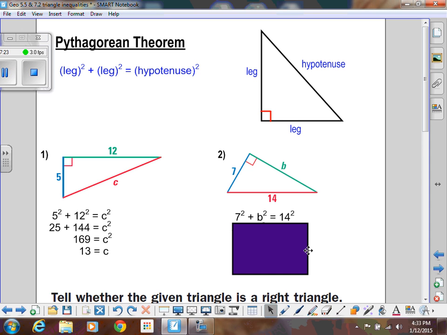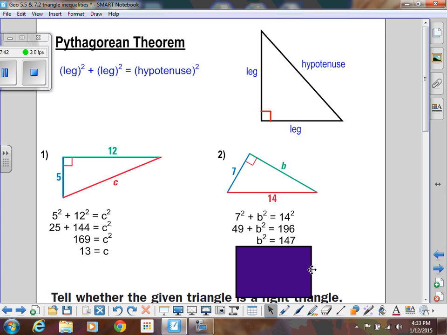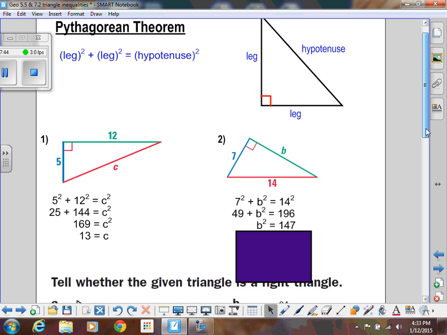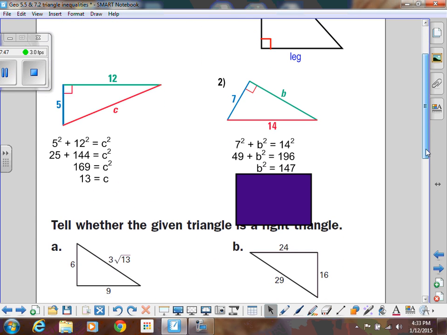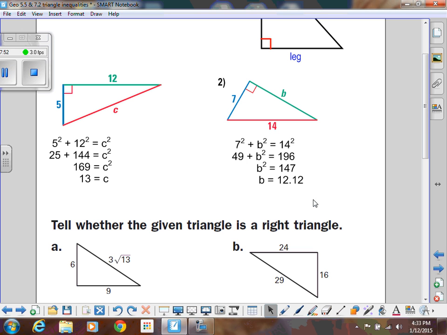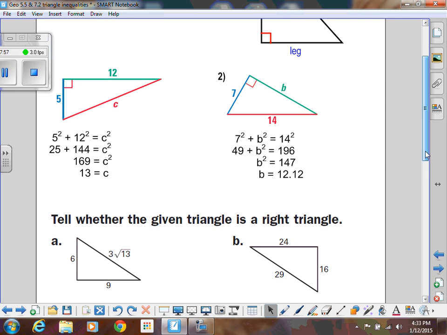Now over here, the missing side is a leg. So I need to do 7 squared plus b squared equals 14 squared. I'm going to square those values, so I'm going to get 49 plus b squared is equal to 196. Now, in order to solve for b squared, I have to subtract the 49 over to the other side. So when I do that, it gives me b squared equals 147. So now in order to solve for b, I need to take the square root of both sides. So when I do that, I get b equals 12.12, about. It doesn't come out evenly. So that's a review of Pythagorean theorem.